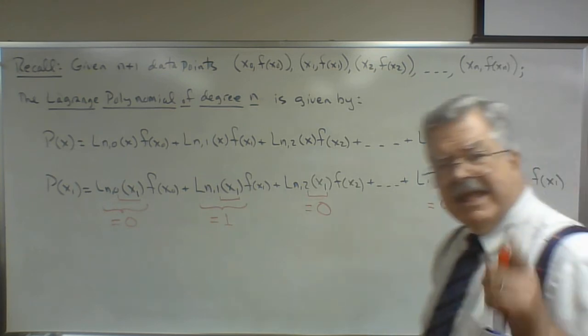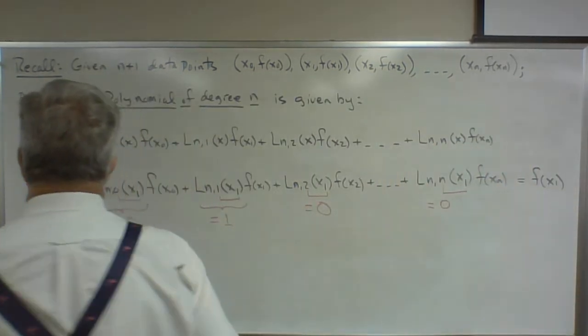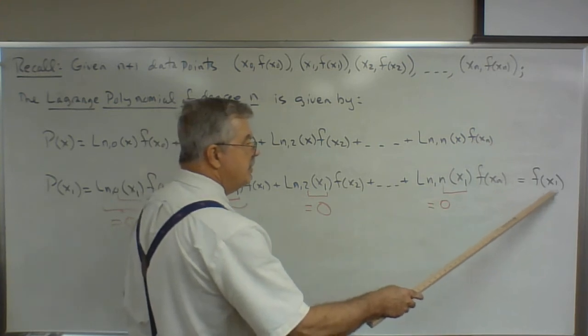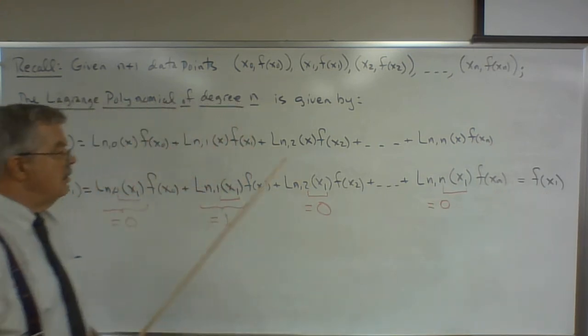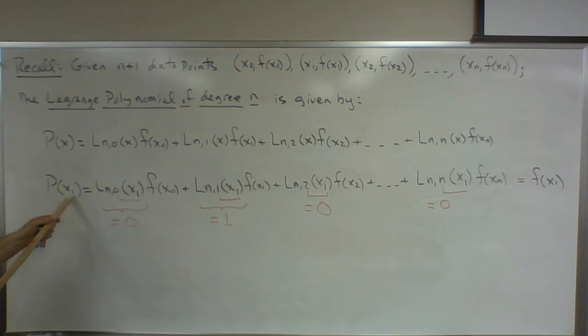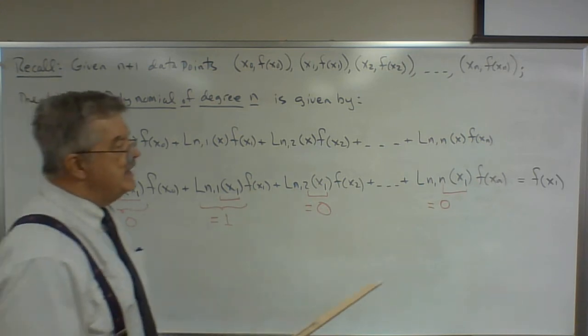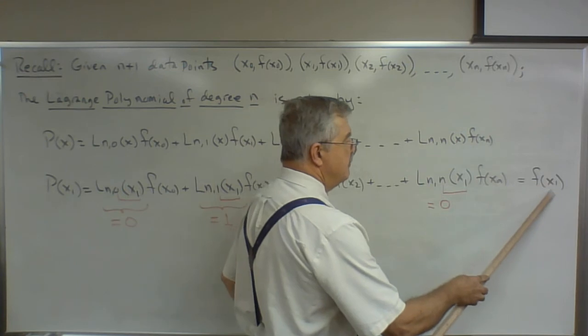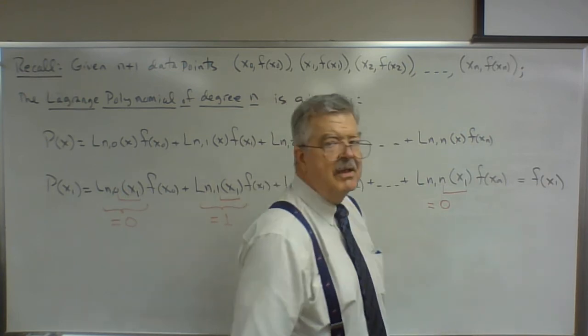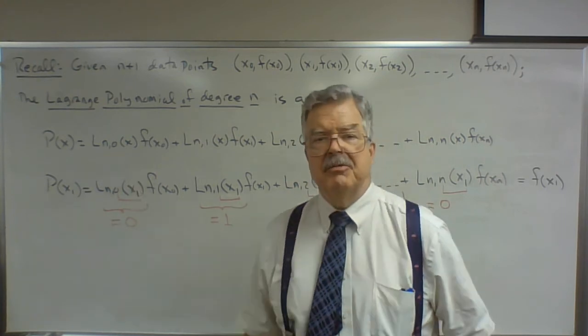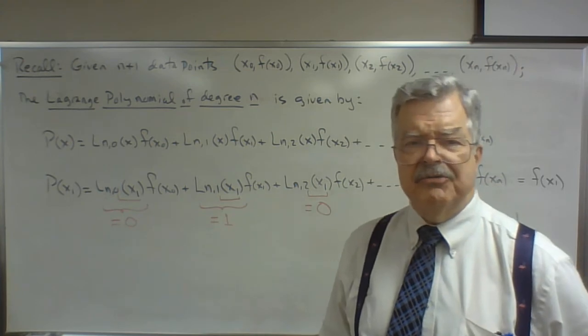And son of a gun, it happened again. We take x of 1 and plug it into our Lagrange polynomial, and we get f evaluated at x of 1. When we plug x of 1, the x coordinate of our first data point, into the polynomial, we get the y coordinate of our first data point, f of x of 1. You know what? This Lagrange polynomial seems to be doing exactly what it's supposed to do.